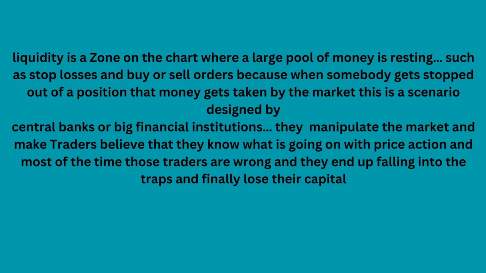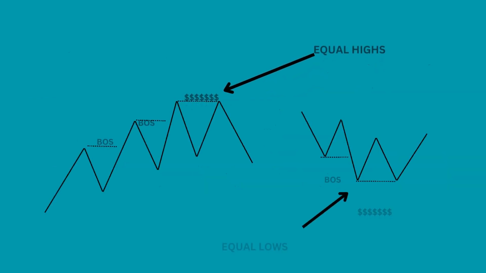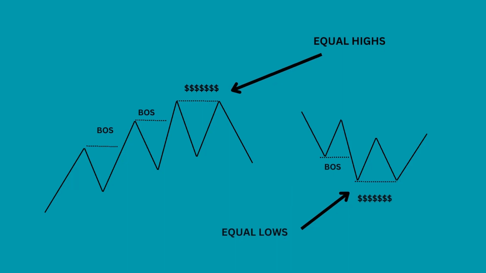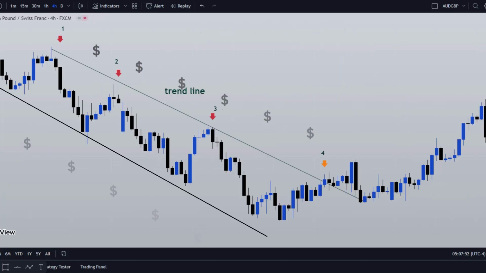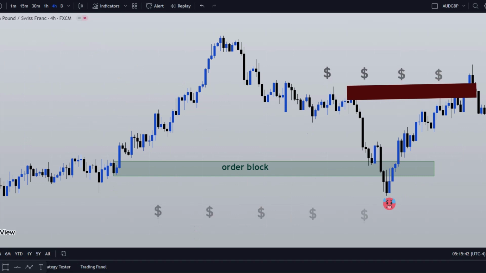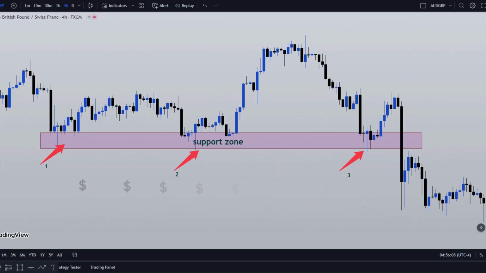Where are these zones? These can be zones below equal lows and above equal highs, below swing lows and above swing highs, below and above trend lines, above and below order blocks, below the support and above resistance zones.